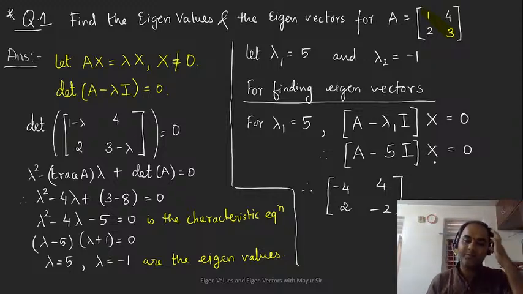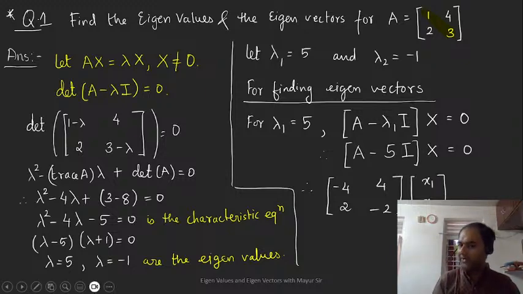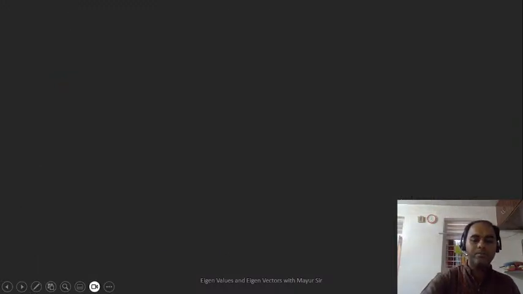Now capital X, what is capital X? Capital X is a vector which is going to be like this in terms of x1 x2. If you have a 3 cross 3 matrix, it will take x1 x2 x3. If you have a 2 cross 2 matrix, it will take x1 and x2 as the column vector. I hope you understood this concept. Now see, this is the system of equations that we are supposed to solve.